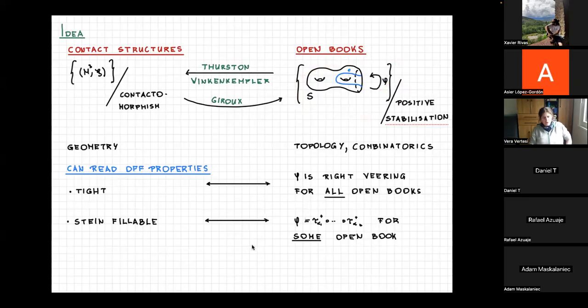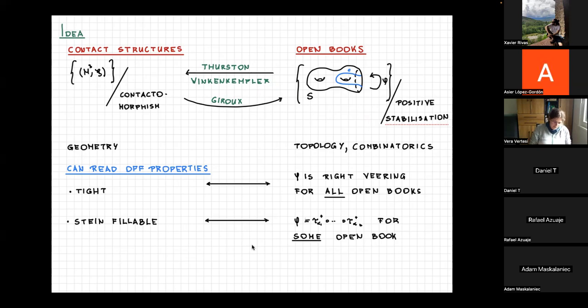The way you should think of a contact structure is that it is something geometrical, as we will soon see. It's some sort of restriction: it's a plane field in the tangent space of a manifold. On the other hand, open books are topological, so you can forget how the three manifold looks. That's a sort of global property, and it is very often used combinatorially.